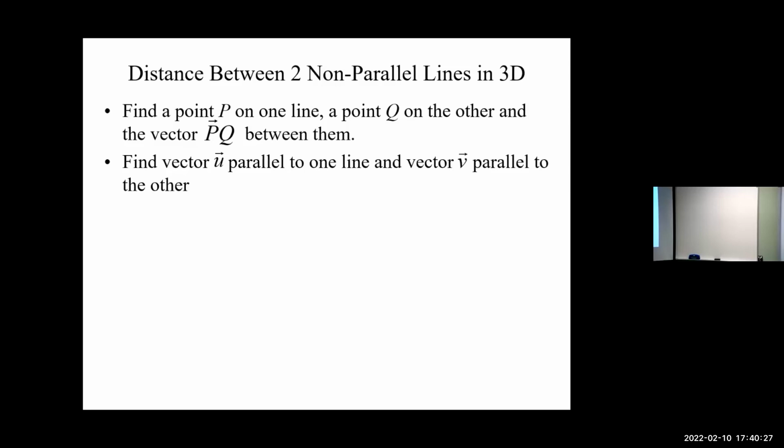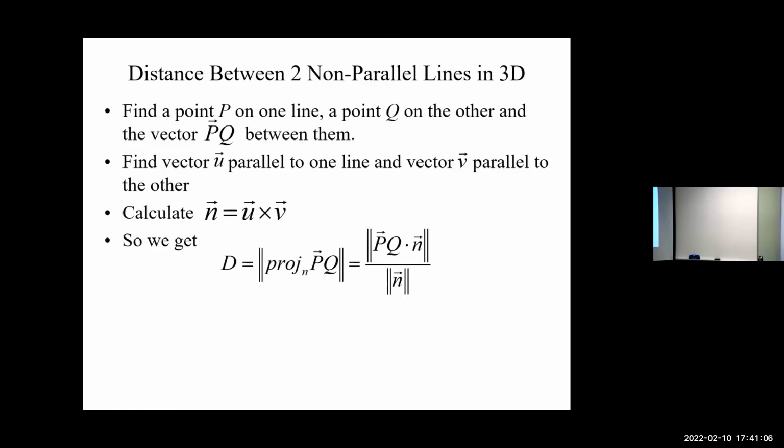Remember at the very beginning, if our lines are given parametrically, we know how to find a vector parallel. Or if we know the slope of the line, we know how to find a vector parallel, right? So again, those are things that are fairly easy for us to do. Once we have those vectors U and V, we need a vector that's perpendicular to both of them. What do we use to find a vector that's perpendicular to given vectors in the normal vector direction?